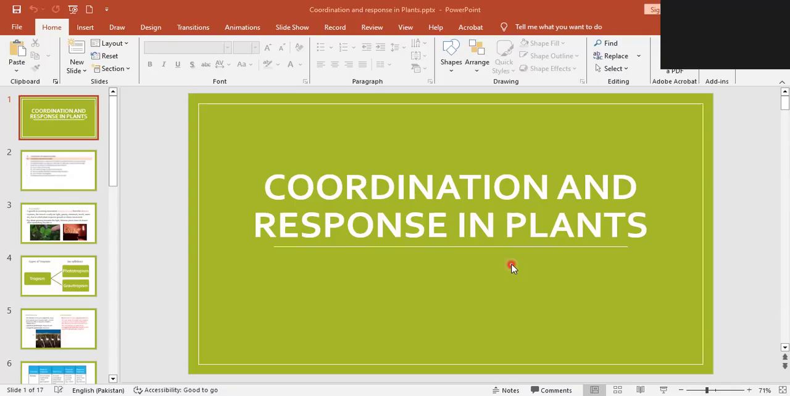And this sensitivity characteristic is a main characteristic of a living organism, if you remember. So, plants are also living organisms and they are also sensitive to certain factors. They also have a property to receive the stimuli, the change which has occurred in their surrounding or inside their body, and respond towards it. So today we are going to discuss this mechanism in the chapter coordination and response in plants.